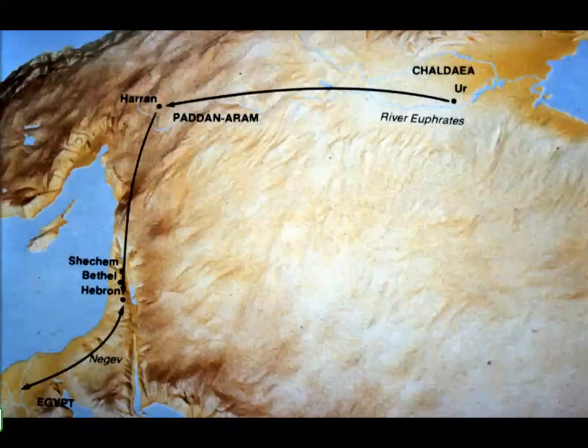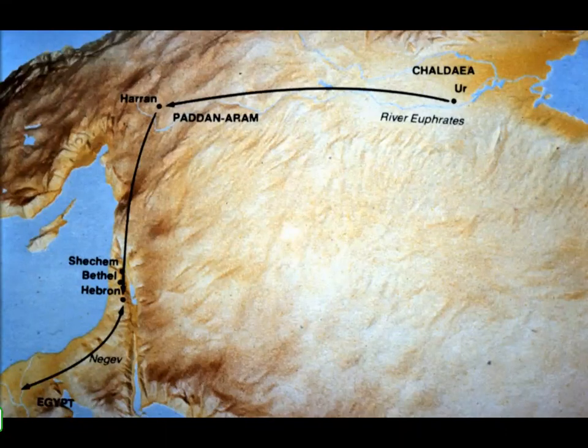Okay, Abraham eventually headed south to Canaan. Genesis 12 verse 6 says he went to Shechem, Bethel, and Hebron, shown on this map. These towns are well known today and have been excavated, and the findings date back beyond Abraham's time.